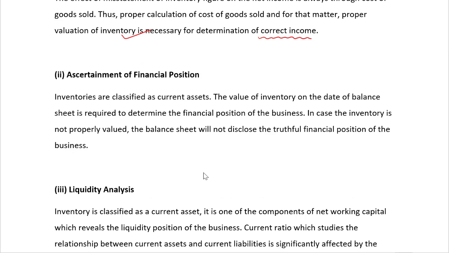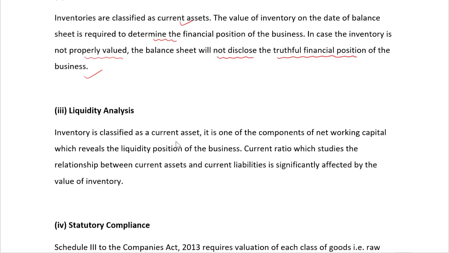The second point is ascertainment of financial position. Inventories are classified as current assets. The value of inventory on the date of balance sheet is required to be determined, that is closing inventory. The financial position of the business is shown in the statement of financial position. In case the inventory is not properly valued, the balance sheet will not disclose the truthful financial position of the business, and that is why proper ascertainment of closing inventory at the balance sheet date is a must.